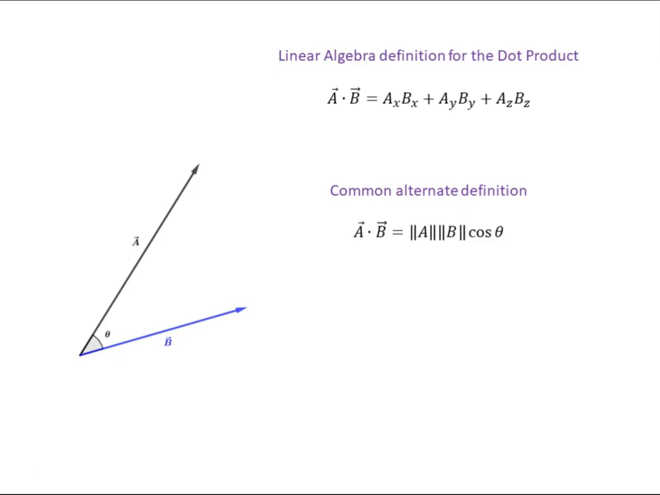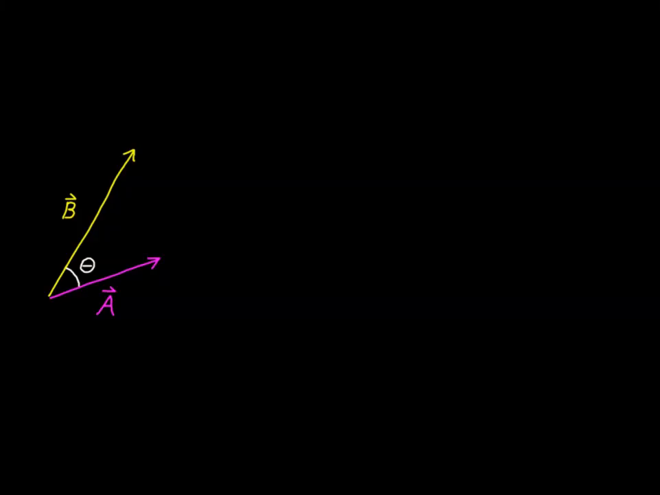In tensor calculus, we're going to solve both problems by defining the dot product a totally different way. Here's the definition in tensor calculus, and it's something you probably haven't seen before. In this video, we're going to start with this definition and show that we can derive all the necessary properties of the dot product from it, including the two expressions you see at the top of the page.